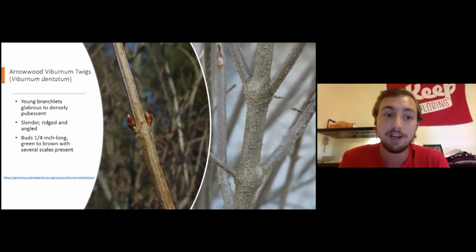The buds are only a 1/4 inch long, usually brown with several scales, and then you can see some hairiness. And then these twigs also have these raised orange lenticels, those gas exchange pores, along the bark as well.